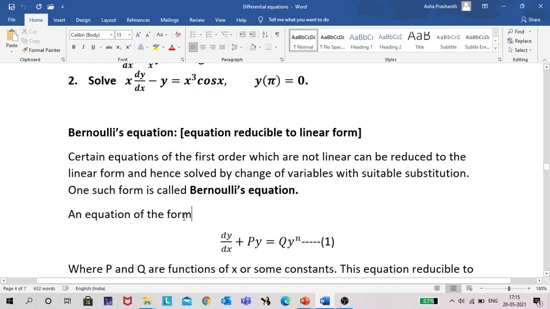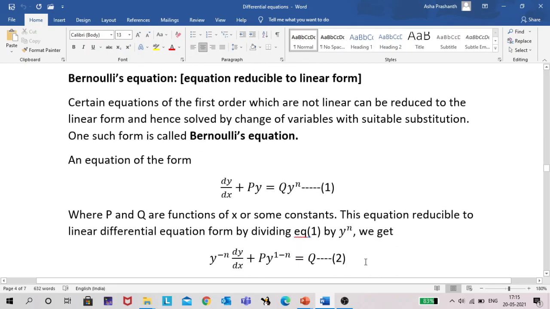Certain equations of first order which are not linear can be reduced to linear form by changing variables with a suitable substitution. That method is called Bernoulli's equation. The general equation of Bernoulli's form is dy by dx plus py is equal to q into y to the power of n, where p and q are functions of x or some constants. So this can be reduced to a linear form.